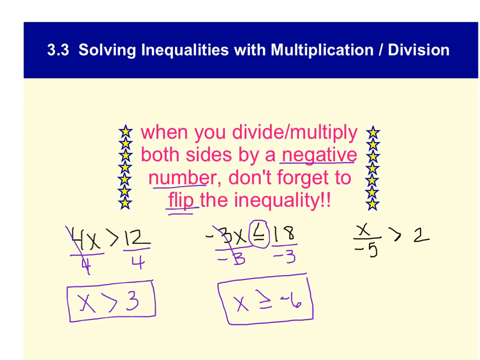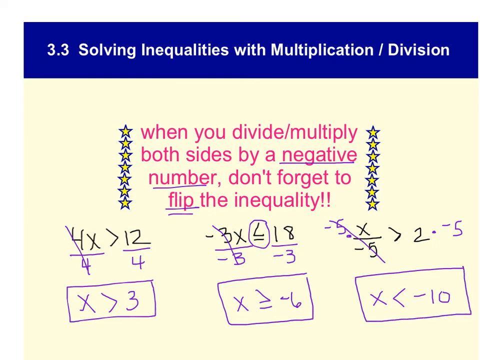This last one, x divided by -5, the opposite of dividing by -5 is multiplying by -5 on both sides. That cancels, but we did just multiply both sides by a negative number. That will flip the inequality also. So x is less than -10.